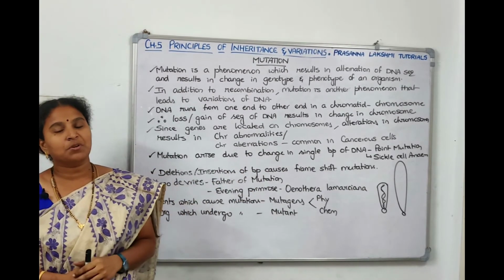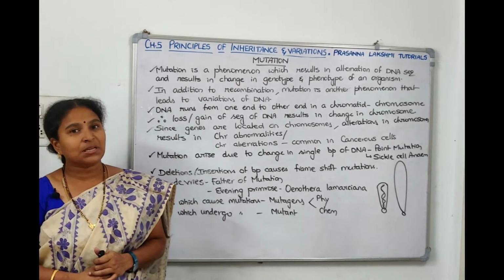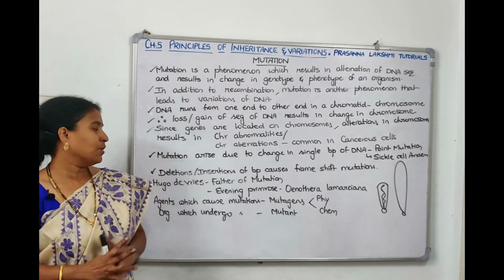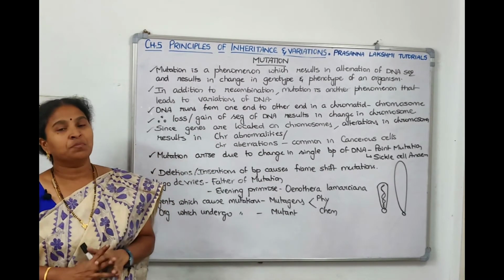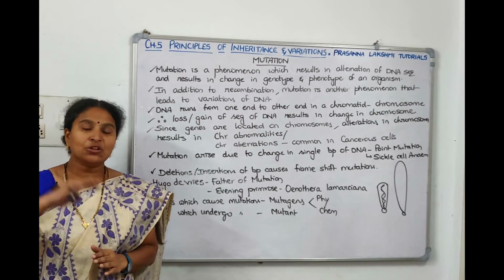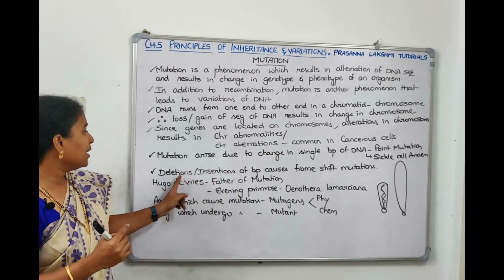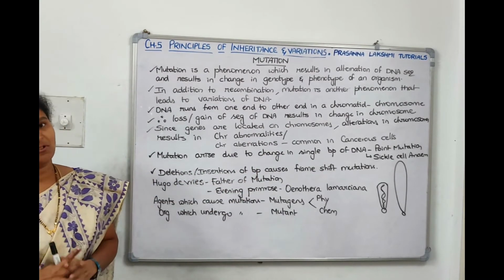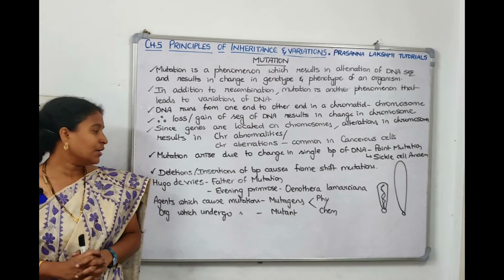We will study about the mutations in detail in the molecular basis of inheritance chapter, chapter number 6. Here in principles they have given this much only. Mutations in one base pair are called point mutations. Deletion and addition, insertion of base pairs will cause frame shift mutation. Again, frame shift mutation we'll study in molecular basis, right?